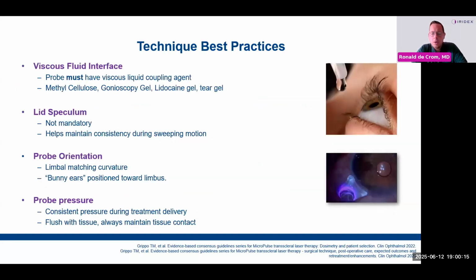During the treatment, a couple of things are very important. You have to use a fluid interface to make a good contact between the probe and the ocular surface. You can use a lid speculum if you want to. And the most important things are the last 2 points. The probe orientation is very important, as you can see in the picture at the bottom right. It's very important to position the bunnies towards the limbus, and during the treatment to have a consistent pressure of the probe on the globe to make a proper contact.